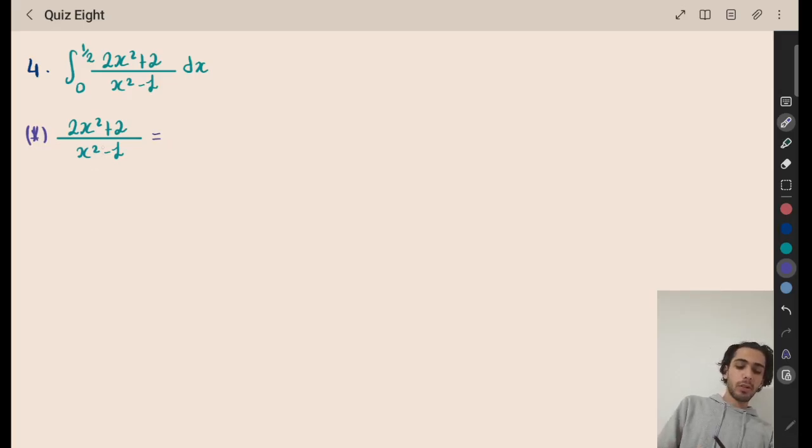Here I have x squared. Here I have x squared. There are two ways to proceed with this. You could use a polynomial long division, if you remember how we did that.